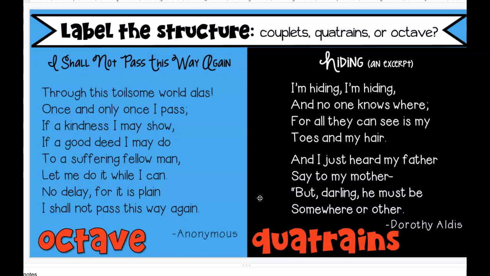Okay, so if we go back to octave, that's 8 lines. And here each stanza has 4 lines. And again, if you look, you can see some rhyming patterns. And we'll talk more about that later.